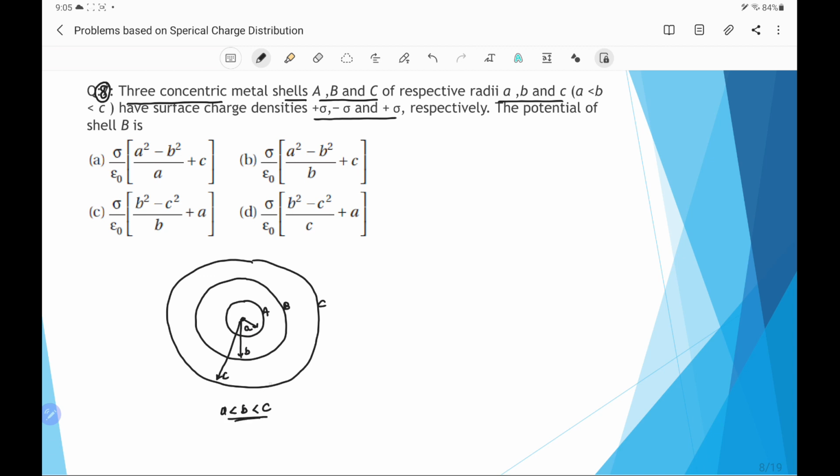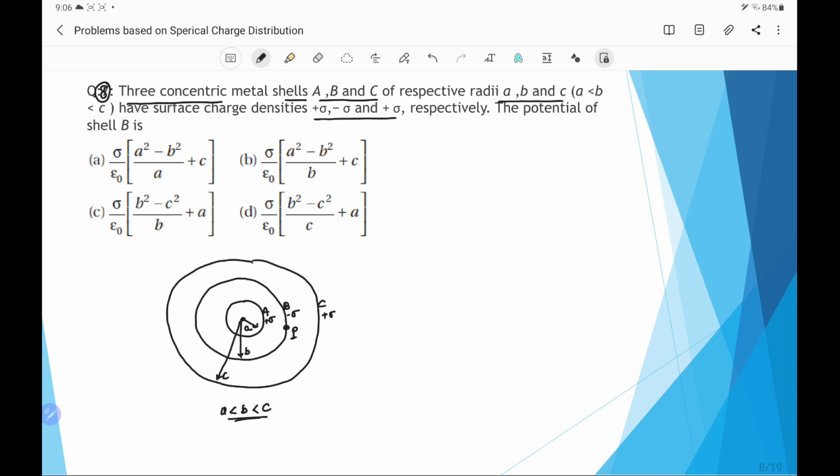Their surface charge densities are: A is plus sigma, B has surface charge density minus sigma, and C has surface charge density plus sigma. And now we have to find the potential at the shell B. That means we have to find the potential at point P, which is on the shell B.